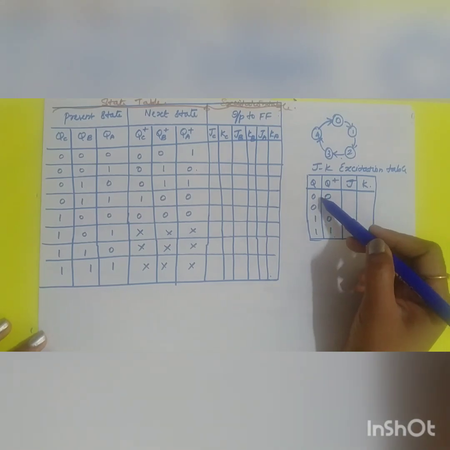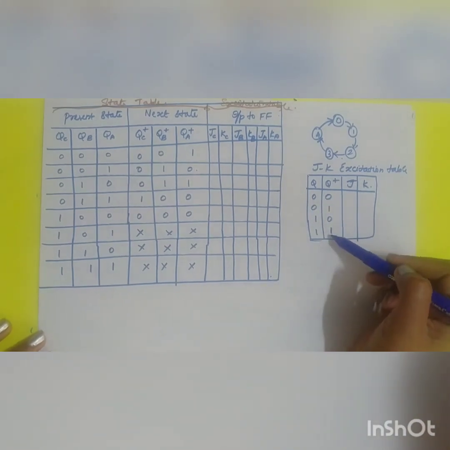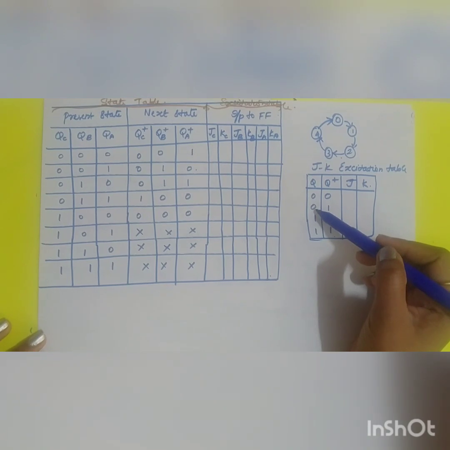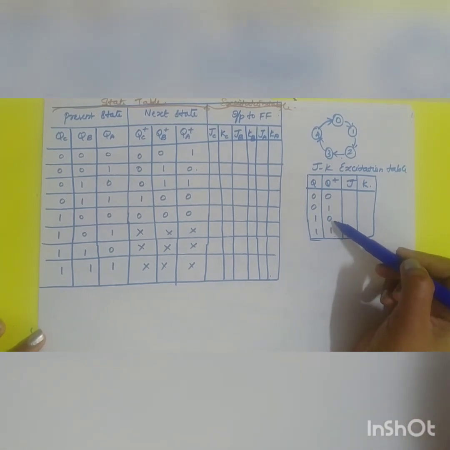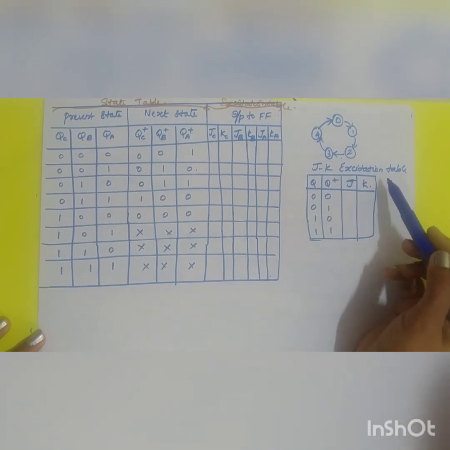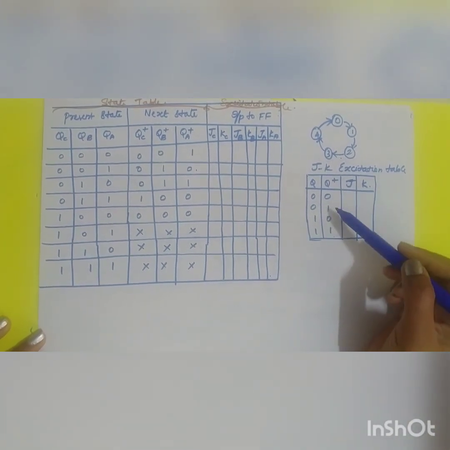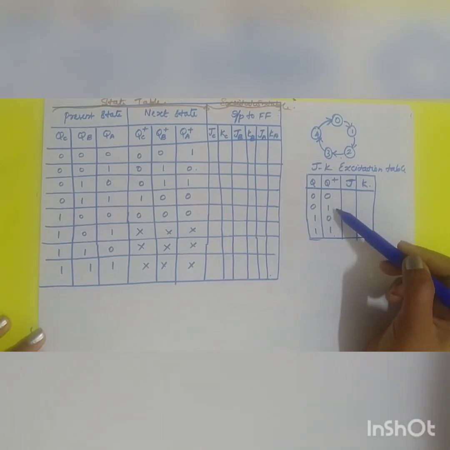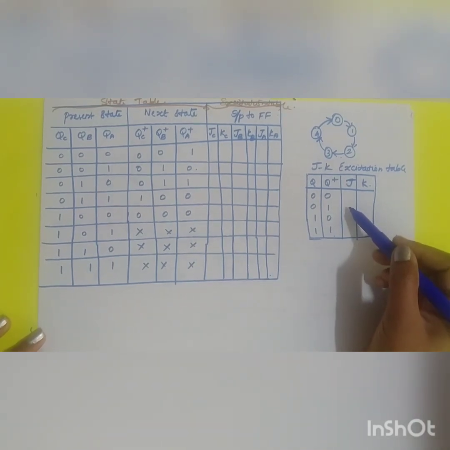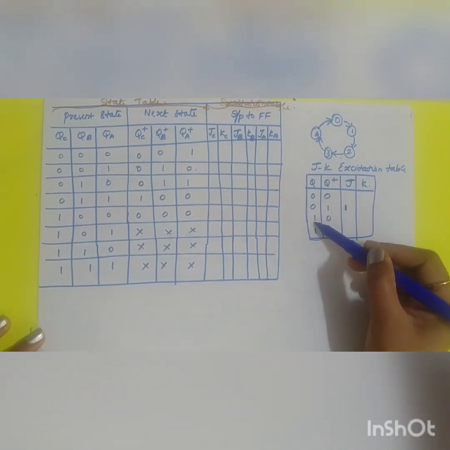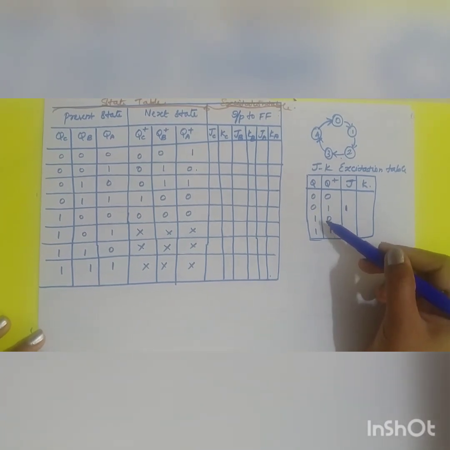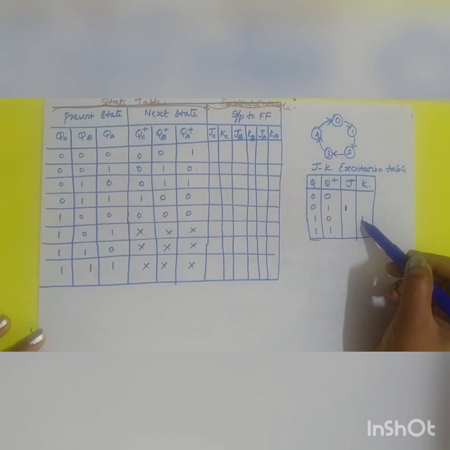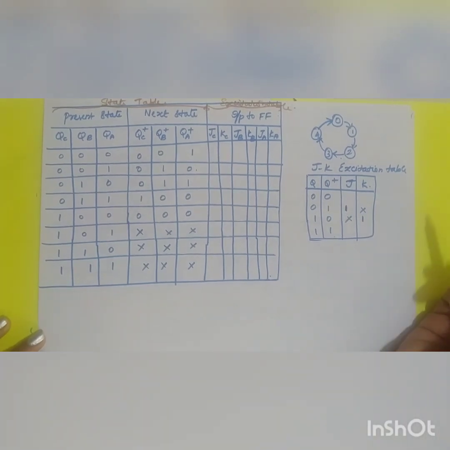So these two, 0, 0 and 1, 1, will be a no change state. And here from 0, it is changing to 1, and from 1, it is changing to 0. So as per your JK flip-flop, you know that Q is always equal to 1 when J is equal to 1. So in this case, your J will be equal to 1. Similarly, here Q is equal to 0. It is changing the state from 1 to 0. So when your Q will be equal to 0, it is reset, right? So K will be equal to 1. So the other two will be your don't care condition.